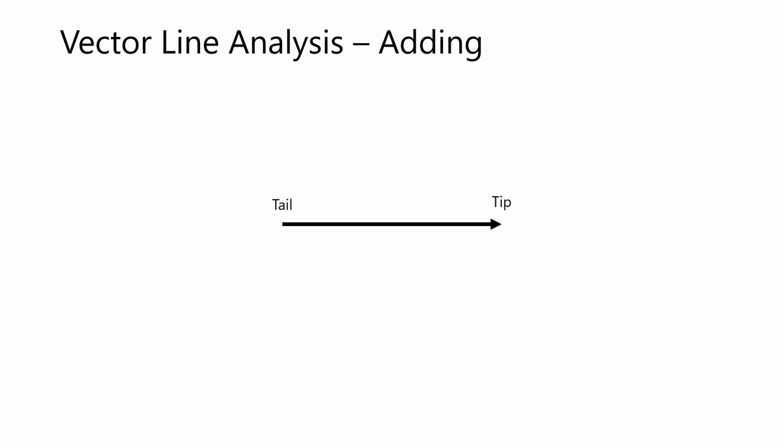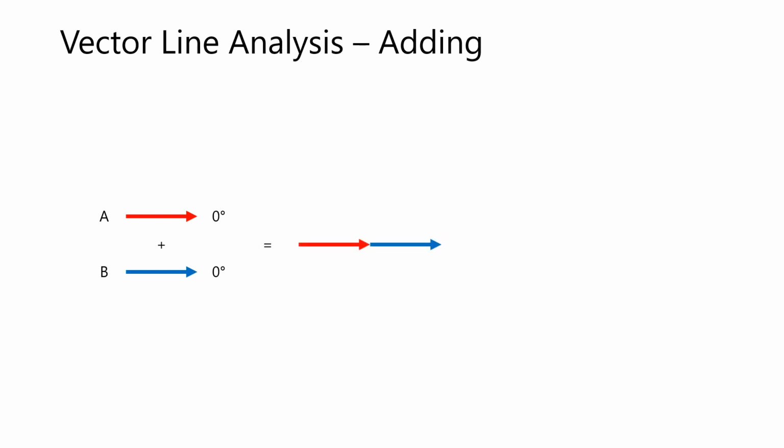When adding vectors, the beginning of the vector is the tail and the end of the arrow is the tip. So to add two vectors, we simply place the tail of vector B at the tip of vector A. The resultant vector is from the tail of A to the tip of B.